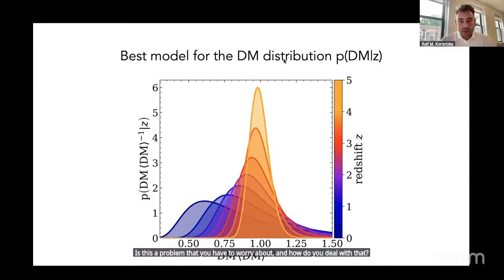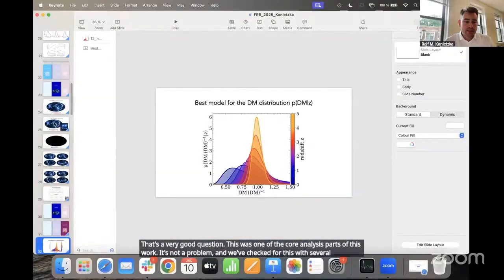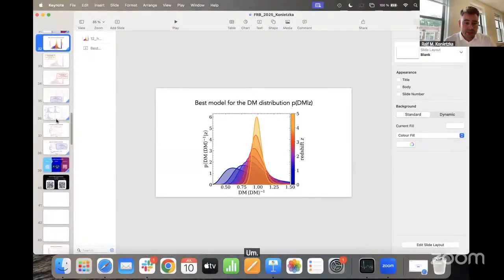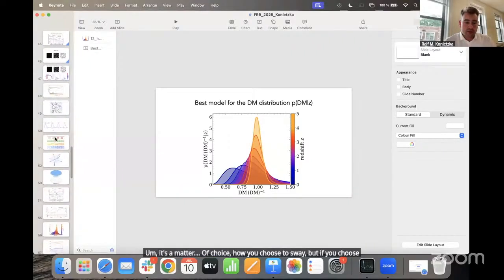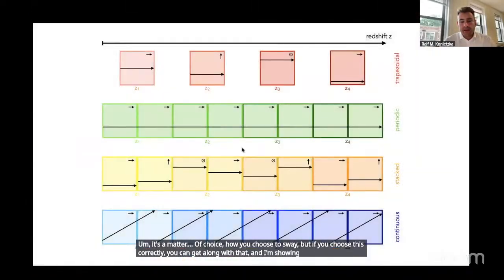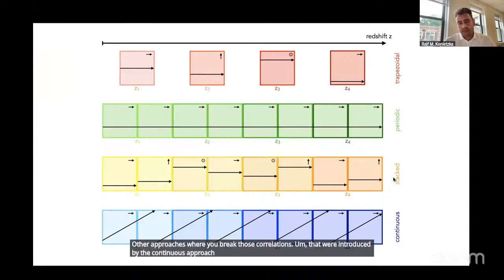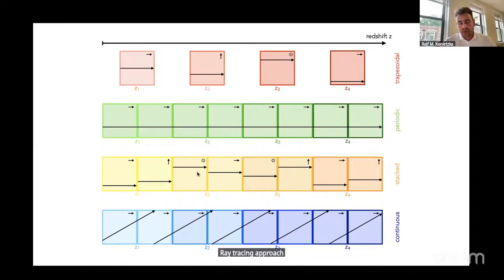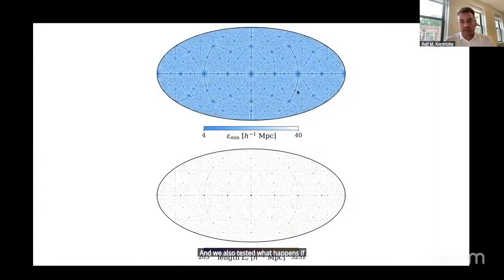That's a very good question. This was one of the core analysis parts of this work. It's not a problem, and we've checked for this with several different approaches. It's a matter of choice how you choose this ray, but if you choose this correctly, you can get along with that. And I'm showing here other approaches where you break those correlations that were introduced by the continuous approach, using this so-called stacked ray tracing approach, where you also rotate and shift the boxes, and those two approaches are consistent with each other.